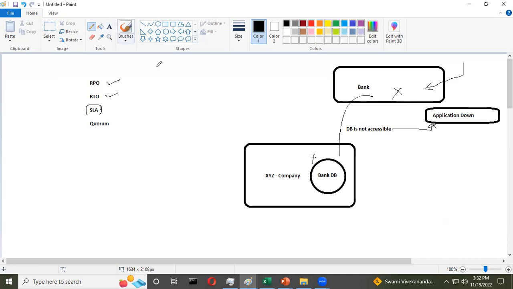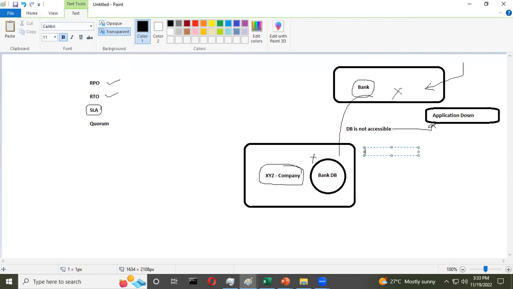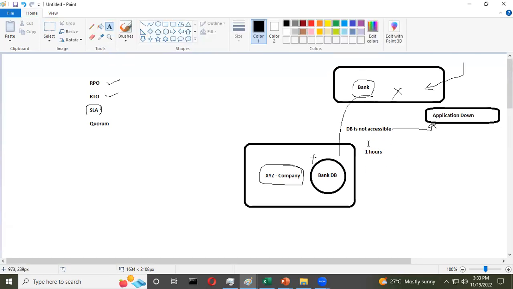So what is SLA? The company managing the databases gives a guarantee, a signed agreement between this company and the client. You can consider the bank as the client. The agreement states that if there are any issues at the database, our company will make sure that your database and application will be online within a certain time frame. Let's say, for example, 1 hour. Just an example.